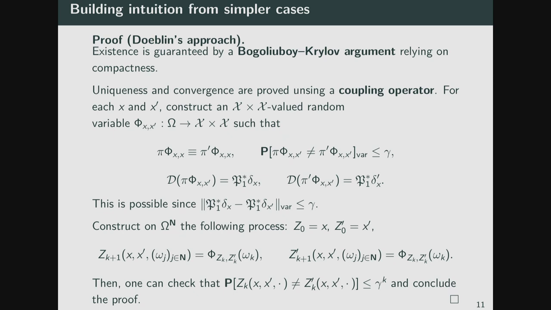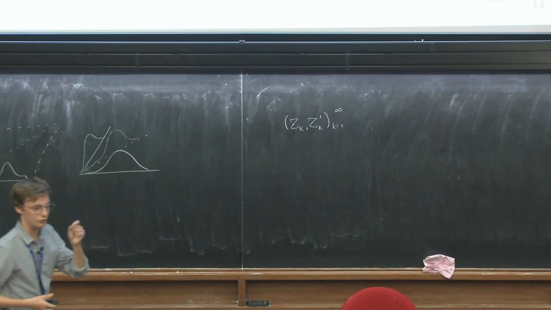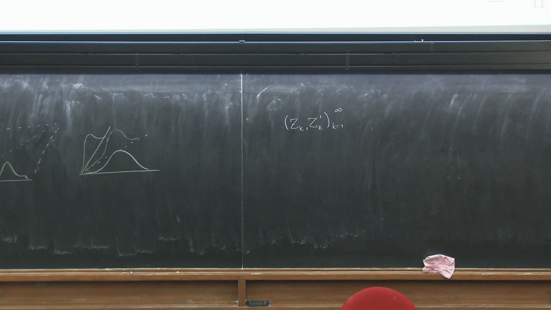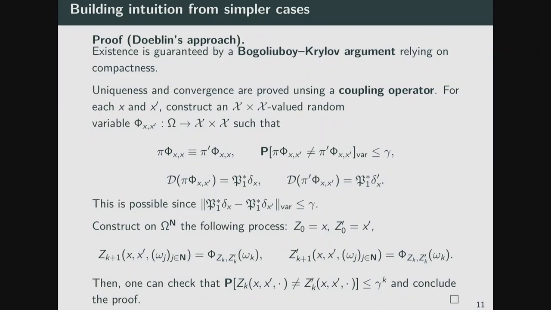And then you can check that what you've created is a process which looks like this. If you look at the distribution of the first component, it has the same distribution as the original process, and the same for the second. And the probability that the two components never meet each other is exponentially small, because at each step I'm optimizing for them to meet. So the probability that they never meet is pretty small. And so the probability that Z_k is not equal to Z'_k is small.